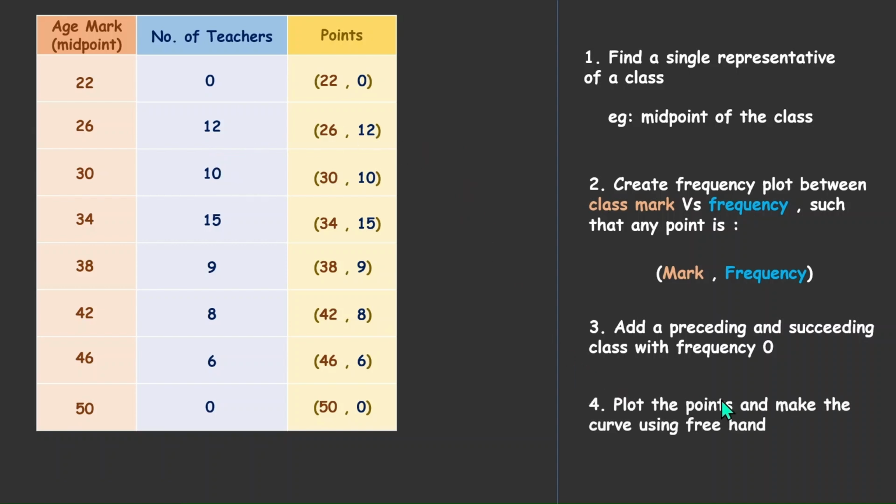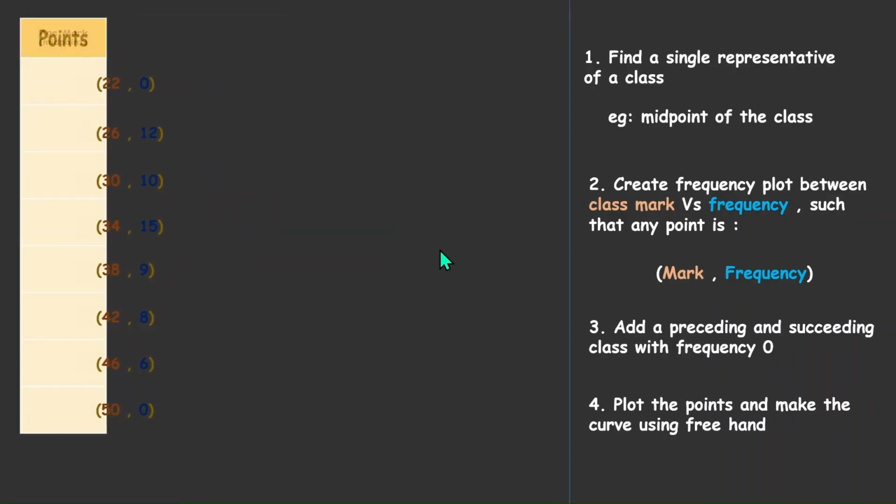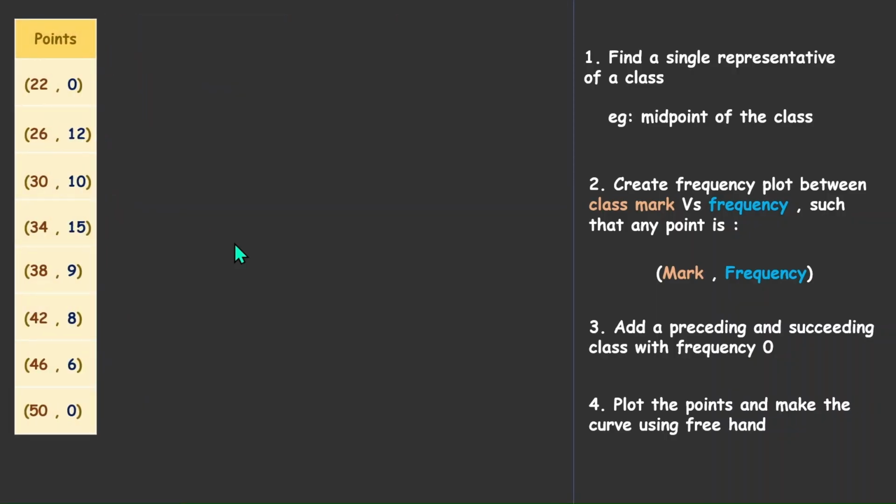So we'll plot the points and make the curve using freehand, because it's a freehand curve. And we do this simply to get an idea of what the representation looks like. So we'll use a freehand. We'll just take these points. So we just take these points here, because these are the points on which we want to construct the graph.